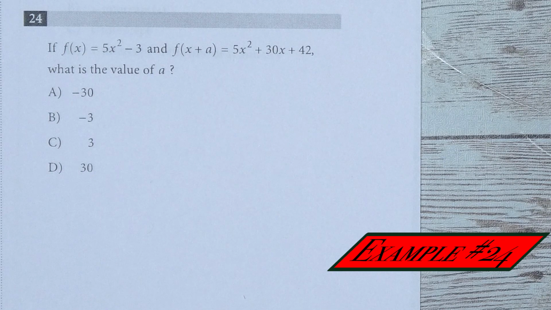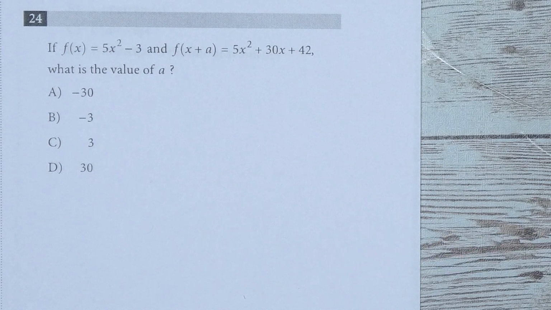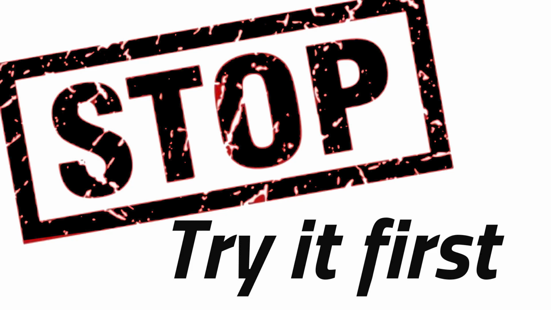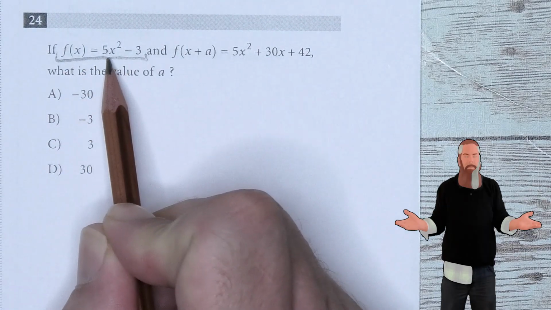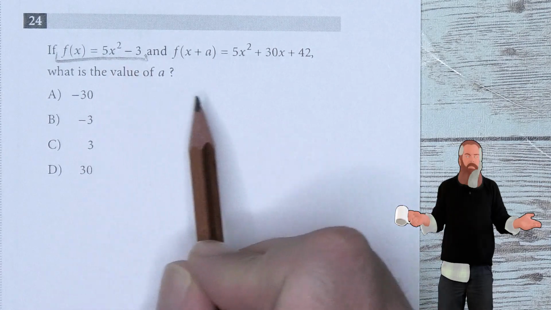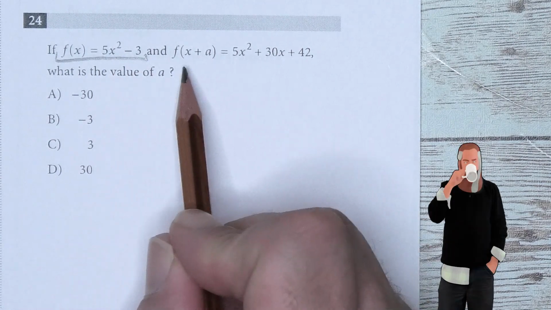If f(x) is equal to 5x squared minus 3 and f(x + a) is equal to 5x squared plus 30x plus 42, what is the value of a? So let's take a look at this. f(x) is equal to 5x squared minus 3. And let's put x plus a into it.